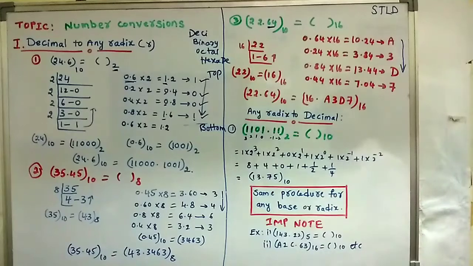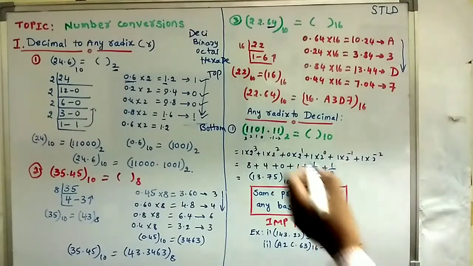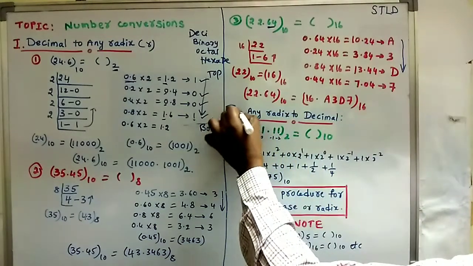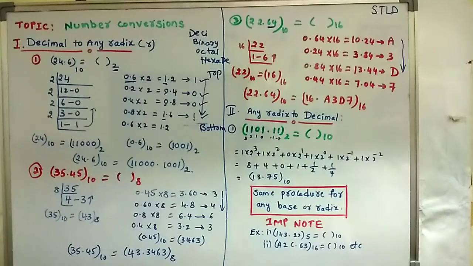This is from decimal to any radix. We have to convert from decimal to any radix. Now I want to do the reverse process: any radix to decimal. Maybe this is a second type. Any radix to decimal. This is the fixed type.